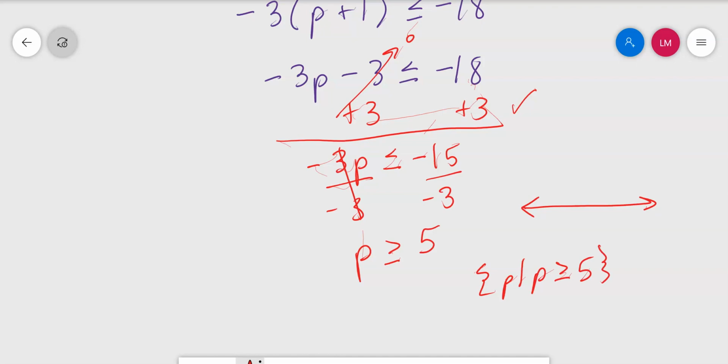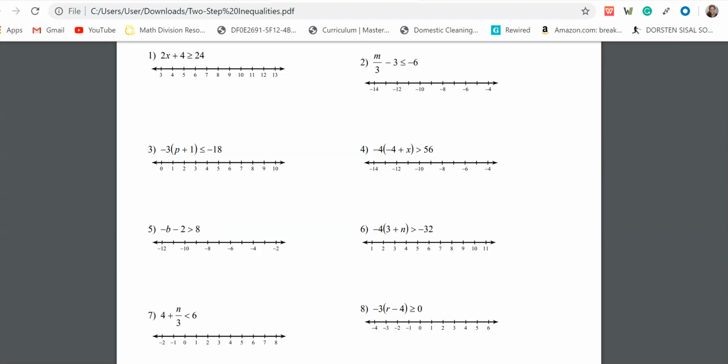And if I was graphing it, here's 0, here's 5. I see that it says greater than and equal to, so I want to put a bracket and shade everything greater than 5. So that's what it would be for the graph, and this would be the set builder. So let's try another one. Okay, let's look at number 4.